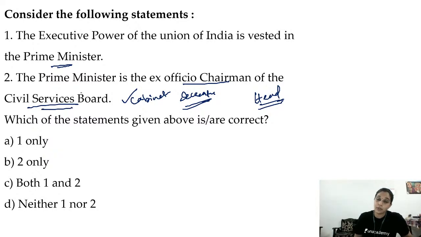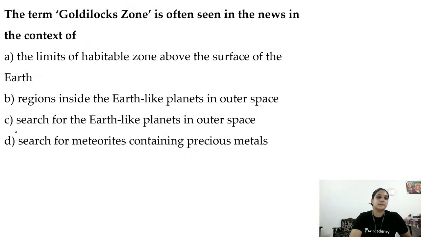Okay, not UPSC. The Union Public Service Commission is different. We call it the civil services examination, and don't think it's UPSC. In the Civil Services Board, the Cabinet Secretary is the head, literally the head of all the bureaucrats in our country. So the answer is neither one nor two. Okay, yes. The term Goldilocks zone is often seen in the news, in the search for Earth-like planets. It was current affairs that year again.